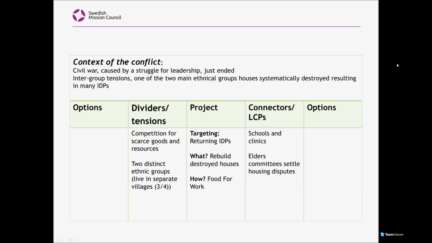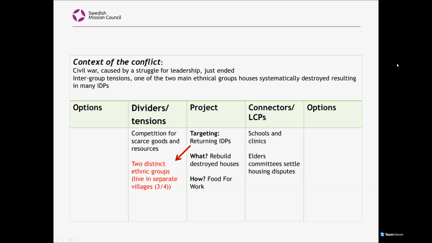Step 4, we look at the project. In our case, an agency has designed a project targeting returning IDPs. They want to rebuild destroyed houses. In order to do that, they designed a food-for-work project where people rebuild damaged houses and are paid in food supplies. Step 5 is about analyzing the project's impact on the dividers and connectors, with a focus on actions, resources brought in, and behavior. So, with this brief information, what possible impact can we see?